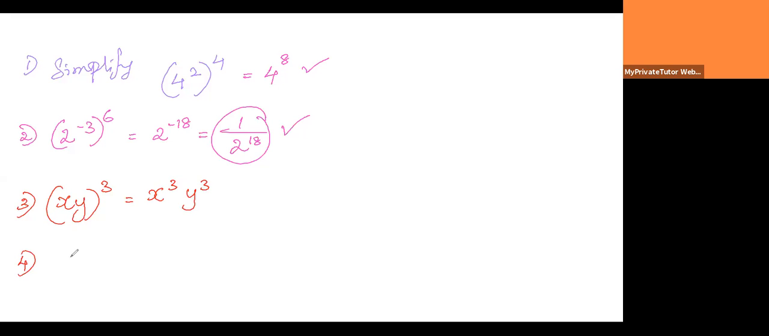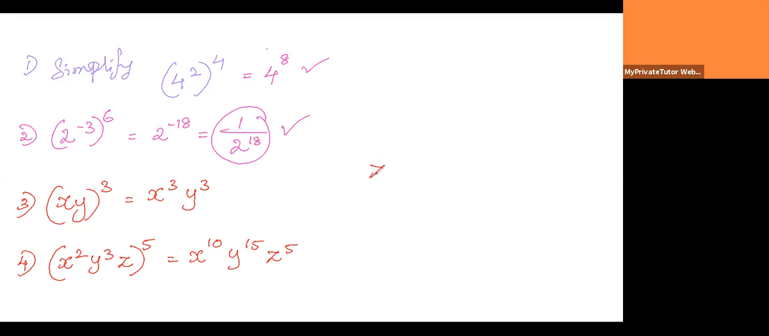So similarly, if we have a question, x square y power 3 z whole power 5, let's say 5. So how do you simplify this question? So you are going to apply this exponent to each of the variables, isn't it? So x power 2 times 5, what is 2 times 5? 10. Y power 3 times 5, which is 15, and z power 5.